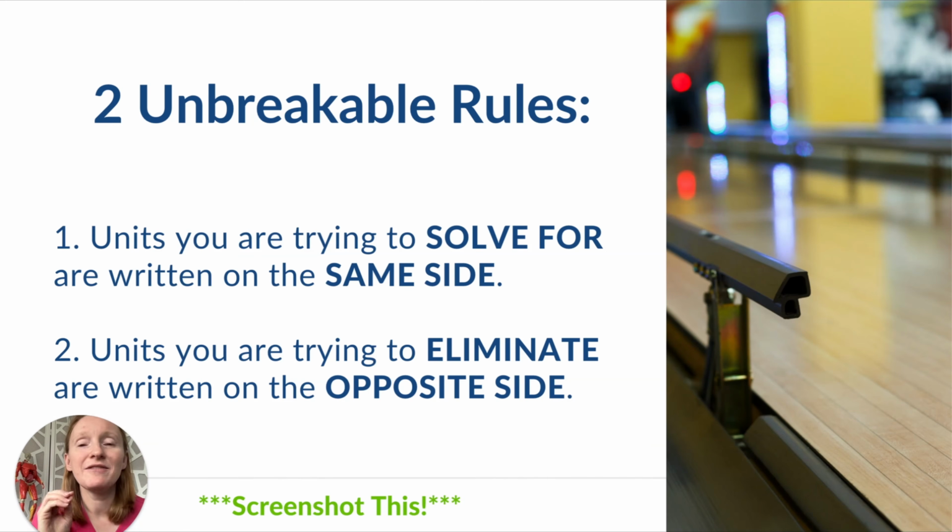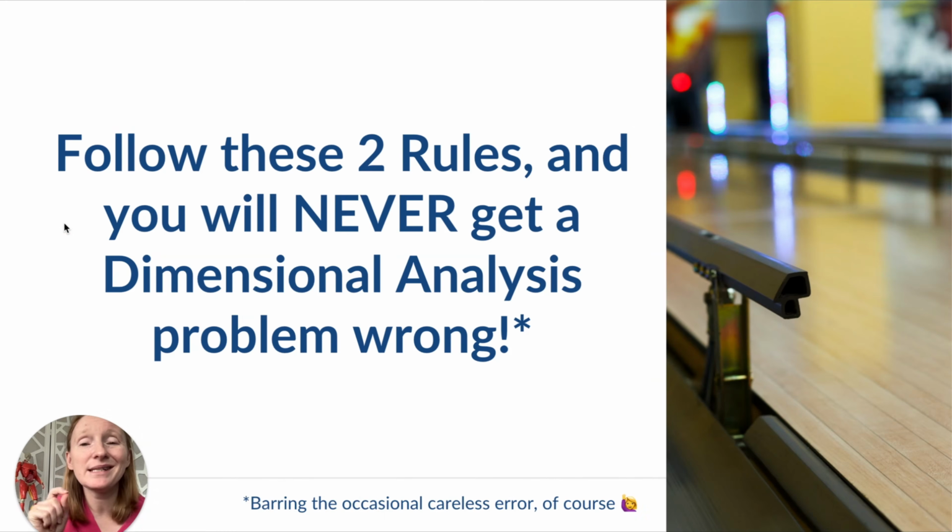Don't worry if this doesn't make complete sense to you yet, because it will once you see an example and you try it a few times for yourself. But the summary is, if you follow these 2 unbreakable rules, you will never get a dimensional analysis problem wrong, unless you can't read your own handwriting and you punch the numbers wrong into the calculator. I can't help you with that.